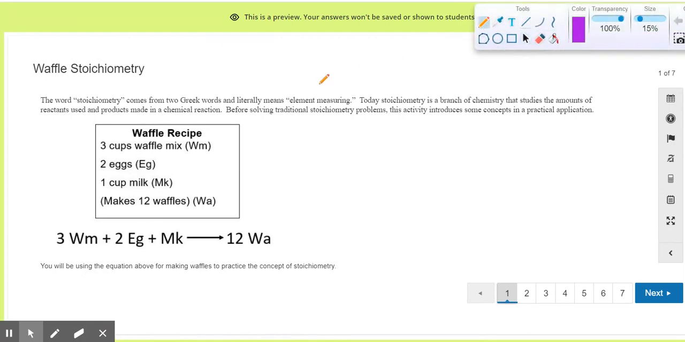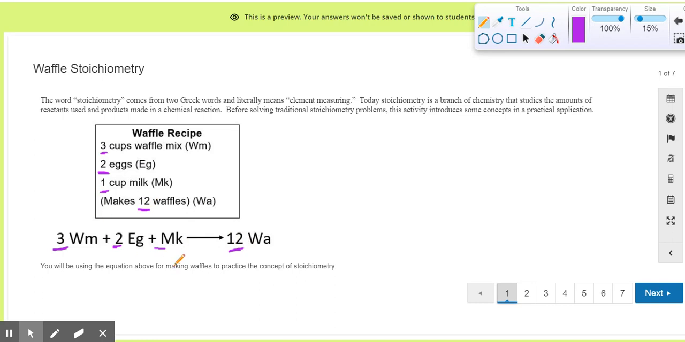And so we have a chemical equation that's showing up here. A couple things to make note of: you have 3 cups of waffle mix, so we represent that on the reactant side with a coefficient of 3. Then we have 2 eggs, which we represent with a coefficient of 2. 1 cup of milk, represented with a blank, which we know is a 1. You can always write in your ones if you'd like. And then we're making 12 waffles, so we have 12 as a coefficient on the product side. So you want to use those numbers.